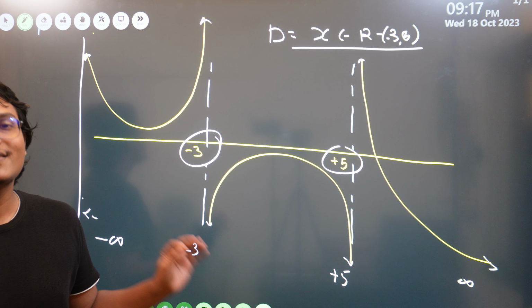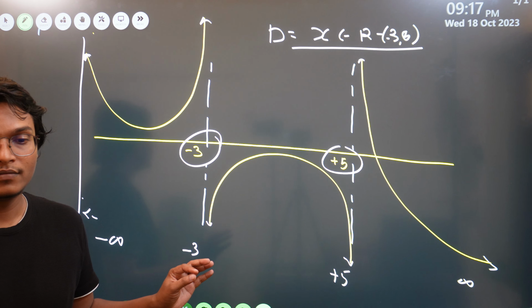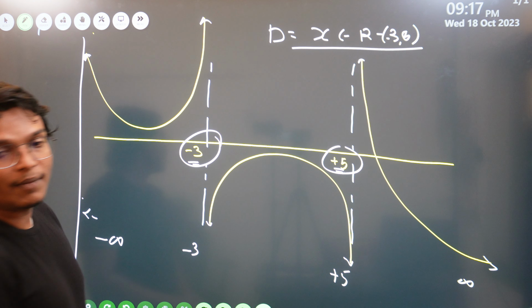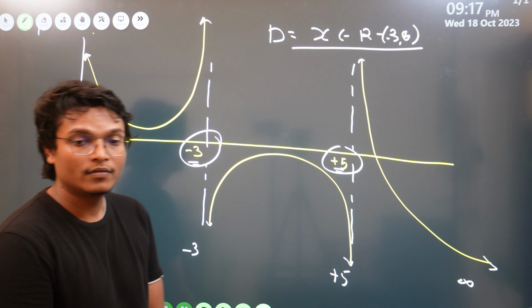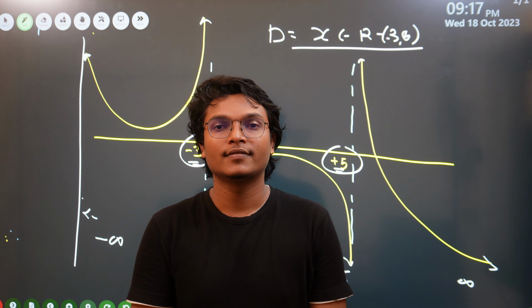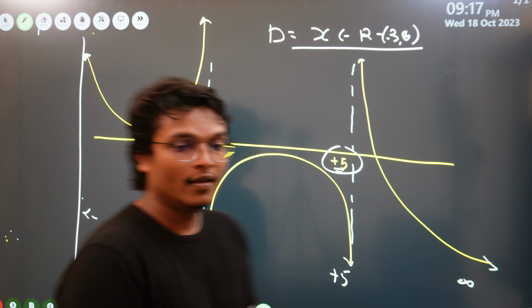Is this point clear? So what does that say? Arey, the 5 will not be included and -3 will also not be included, right? So it's equal to anything but -3 and +1.